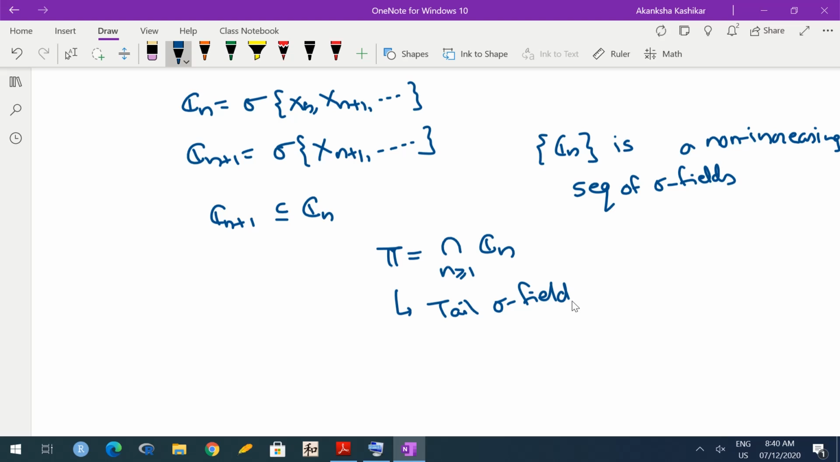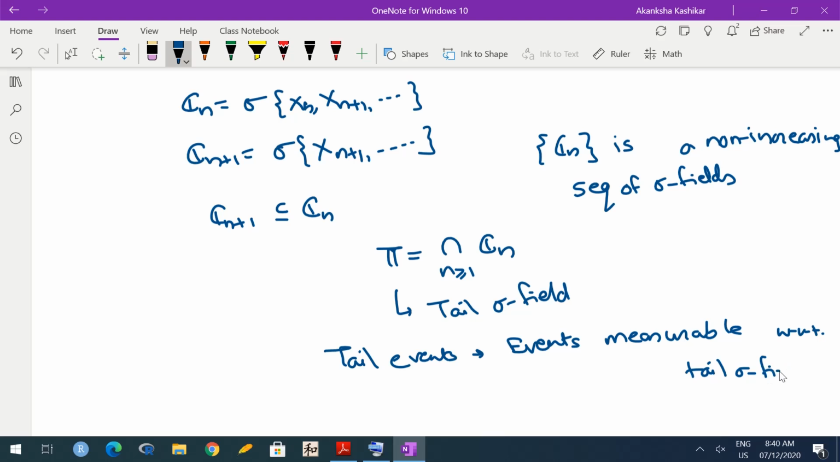Why? Because you are taking the tail part of everything, the right side part of everything. When you take Cn, you leave out the first n minus 1. You start from n onwards. So you are always taking the tail. Hence it is called the tail sigma field. Tail events are events which are measurable with respect to the tail sigma field. Similarly, you have tail random variables. Those are random variables which are measurable with respect to the tail sigma field.